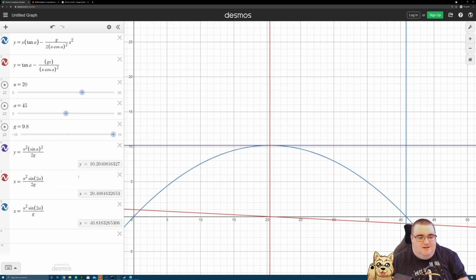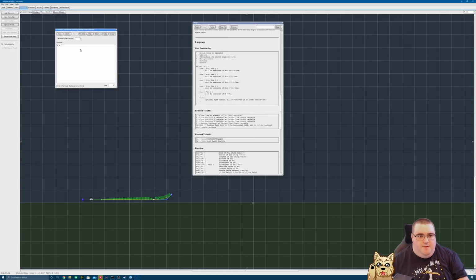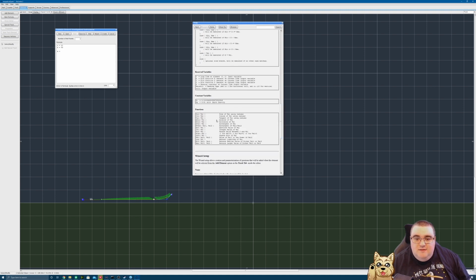So X, and this is going to be all in terms of T. So T is going to sweep from 0 to 1 for this. So X is U squared, or what's U? Let's actually define them. U equals 20. We're saying that for meters per second. A for the angle is 45. Let's just check if this works in. It uses radians. Okay.